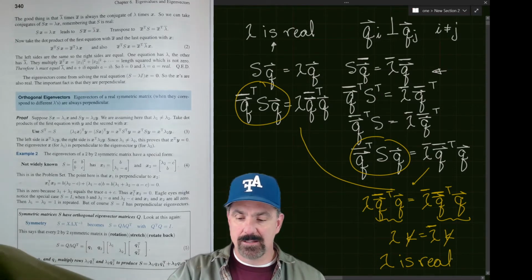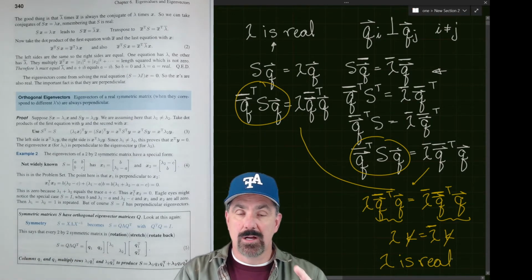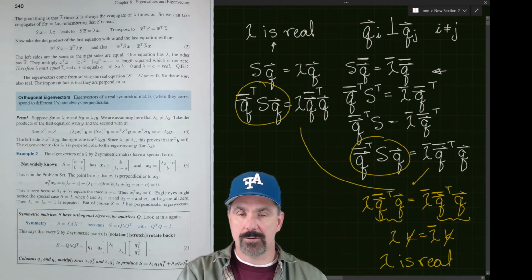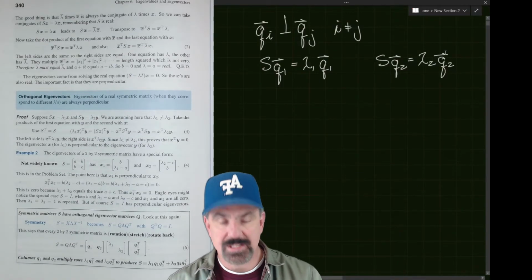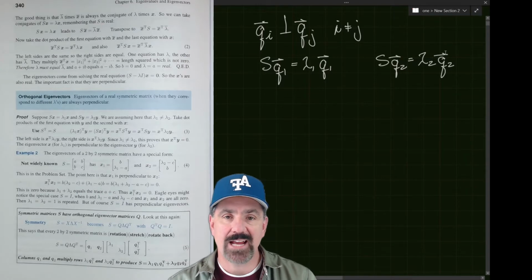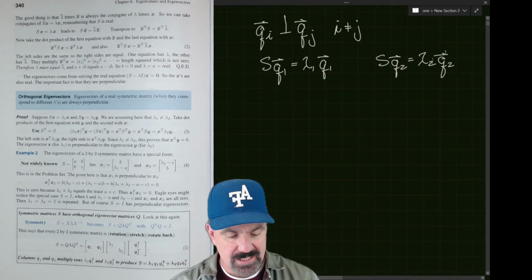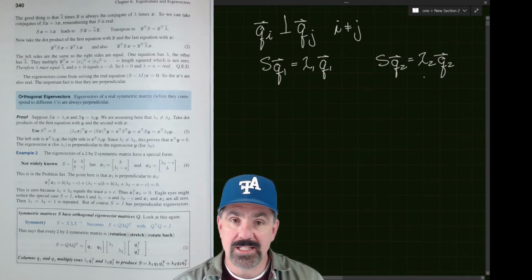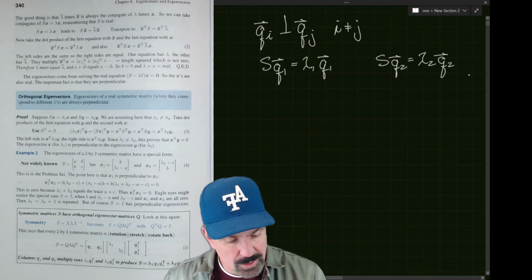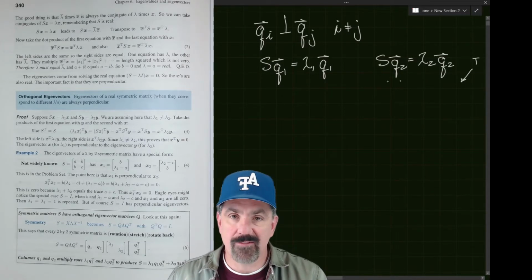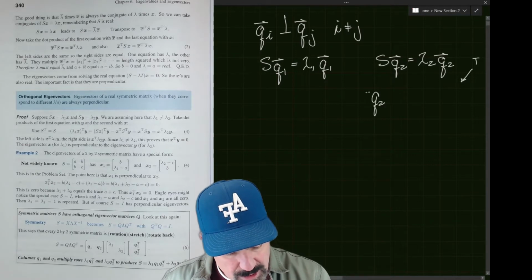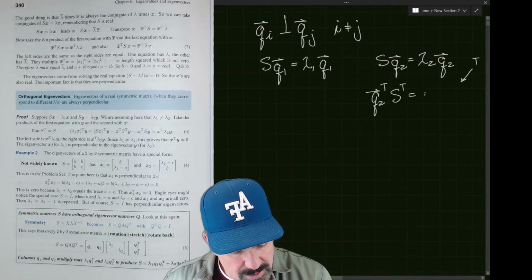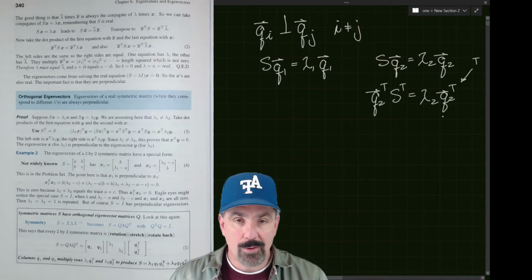Now let's take a look at the fact that we have eigenvectors which are orthogonal to one another. So now what we're going to take a look at is the fact that we have two eigenvectors which are not the same. So we have distinct eigenvectors associated with distinct eigenvalues. And we're going to proceed in the same manner as we did previously. What I want to do is take the transpose over here of both sides of the equation. So this is going to give me Q2 transpose S transpose is equal to lambda 2 and a Q2 transpose. Now what I want to do is multiply on the right by Q1.